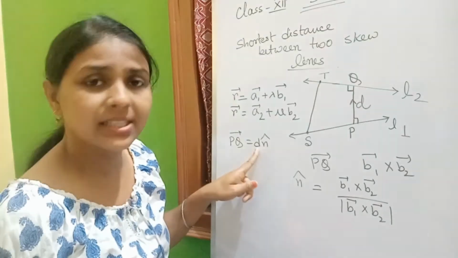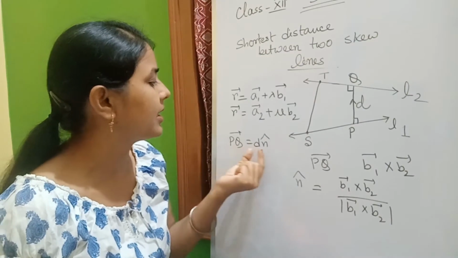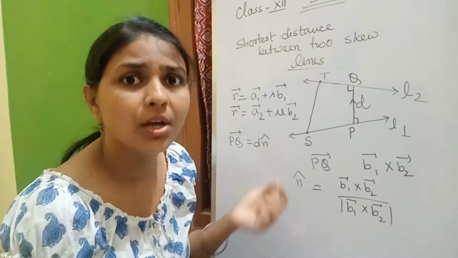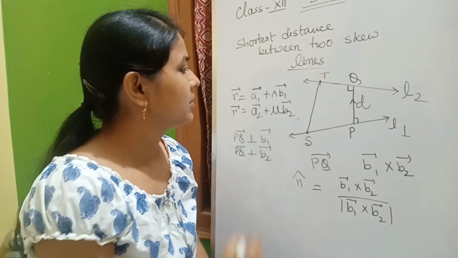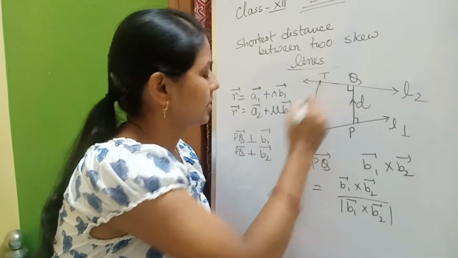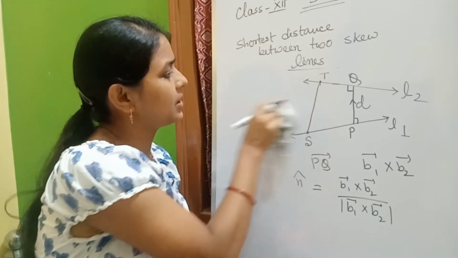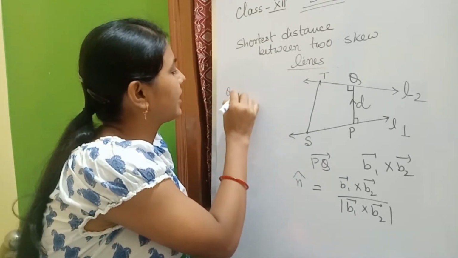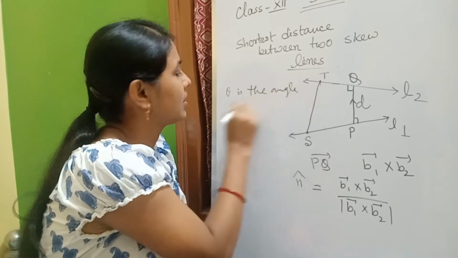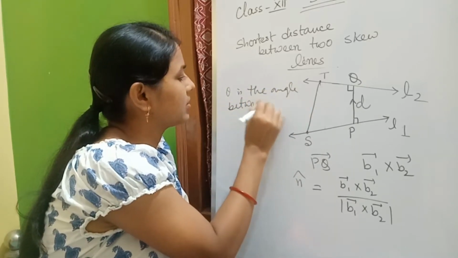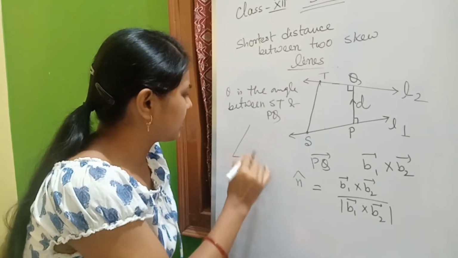Okay, that means d is the scalar and n cap is the unit vector. So the PQ vector can be written as magnitude into its direction. In this way it can also be represented. Now let theta be the angle between ST and PQ. I am just giving you a very simple idea.